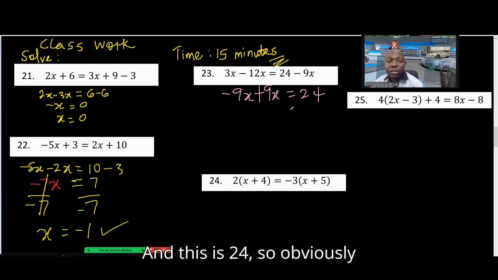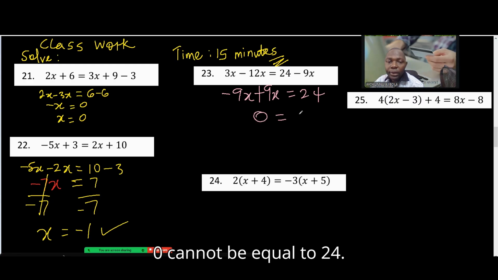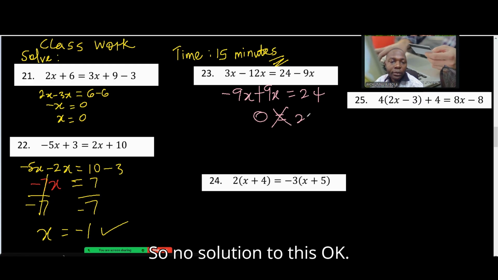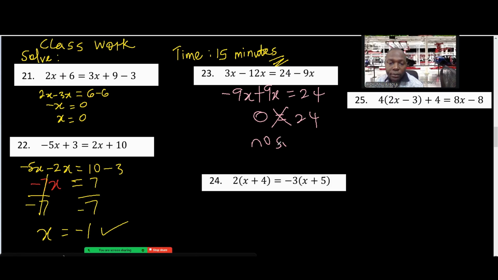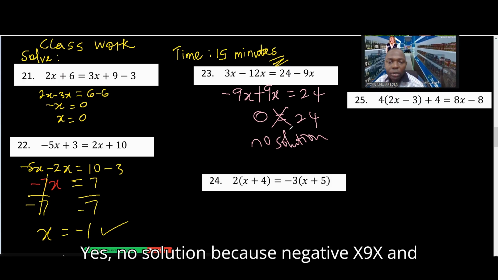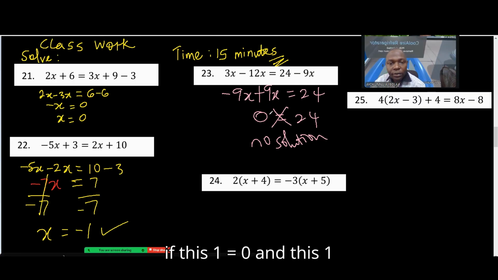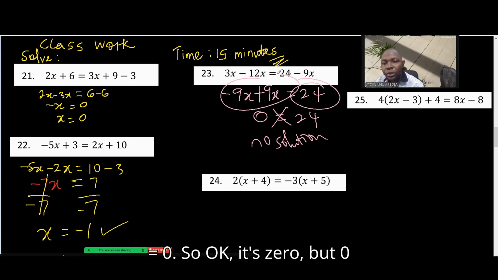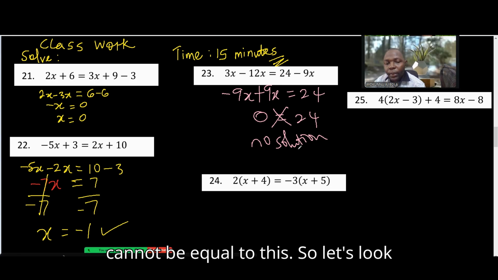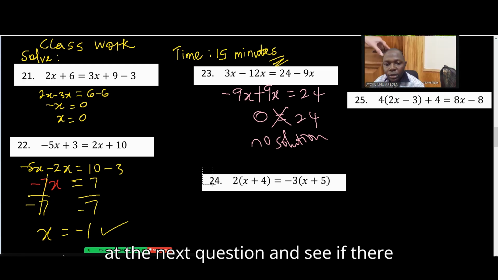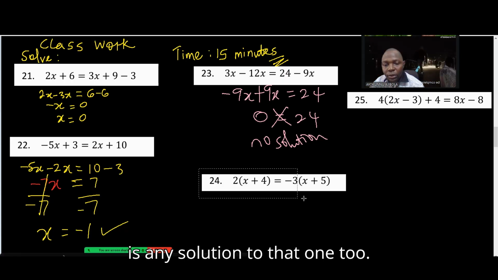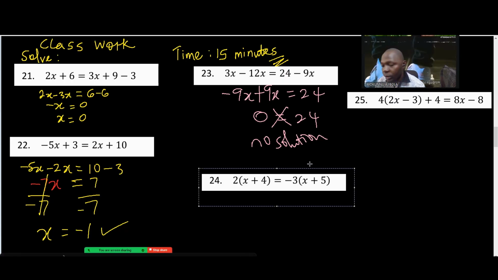And this is 24. So obviously, 0 cannot be equal to 24. So no solution to this, okay? Yes. No solution because negative 9x and positive 9x gives us 0. If this one equals 0 and this one equals 0, we'll say okay, it's 0. But 0 cannot be equal to this. So let's look at the next question and see if there is any solution to that one too.